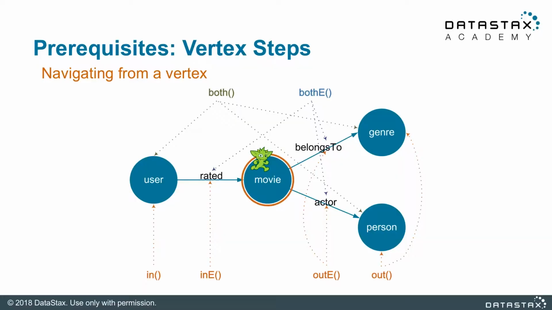Of course, a picture always helps when we are talking about graphs. Check this sample graph out. Our traverser, this little Gremlin creature, is on the movie vertex right now, and there are various places he can go depending on the step we want to use. For example, out will move the traverser to the genre vertex and the person vertex, and we will end up with two traversers. If instead we use the in step, the traverser will move to the user vertex. Similarly, you can see how the traverser would move if other steps are used.